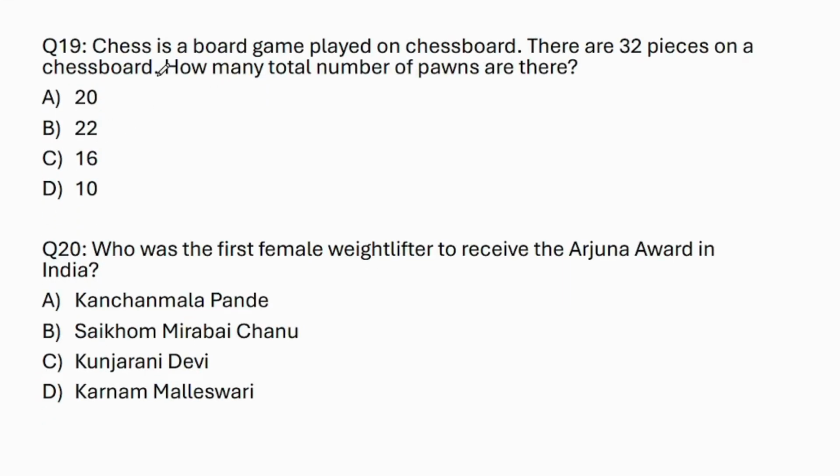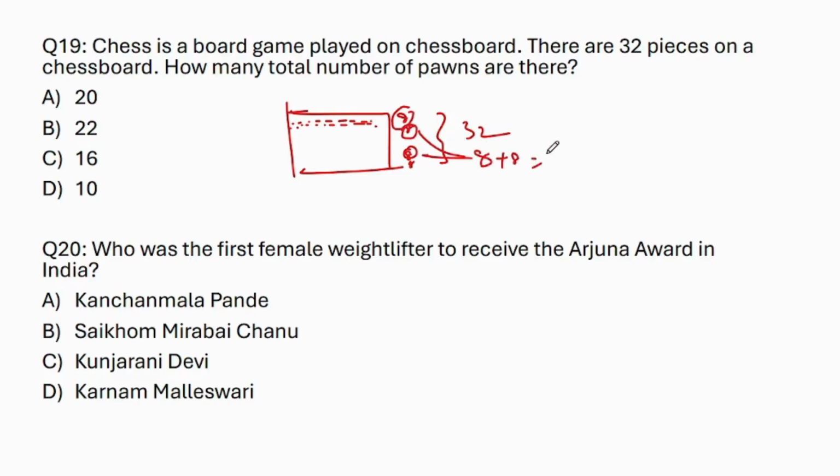Now, this is an interesting question. Chess is a board game played on a chessboard, right? There are 32 pieces on a chessboard. How many of the total number of pieces are pawns? So you know that 8, 8, 16, and 8 and 8, 16. So total 32 pieces are there, right? This 8 and this 8 are pawns. So 8 plus 8 is equal to 16 pawns are there.